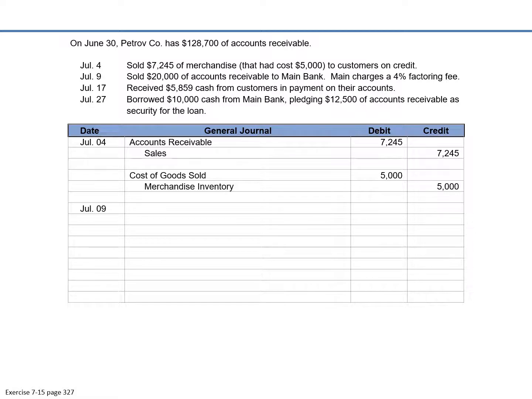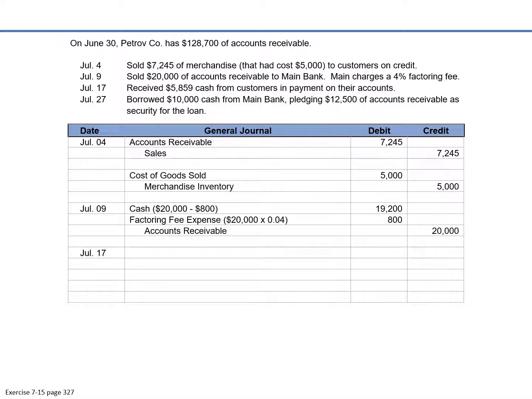Then on July 9th, we sold $20,000 of receivables to Main Bank with a 4% factoring fee. So we're going to reduce our receivables by the $20,000 we sold. We're going to have a factoring fee expense of 20,000 times 0.04, which is $800, which means the cash that we received was the net of the two, the $19,200. Okay.